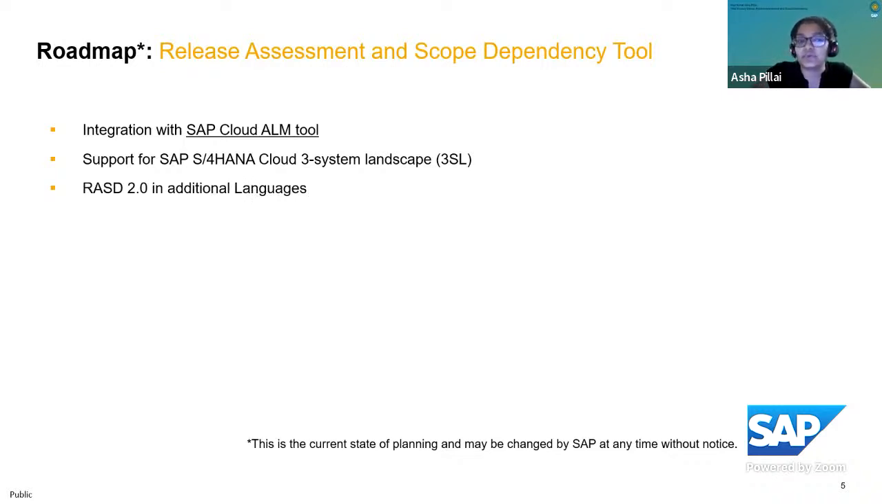RASD is right now available only in English. We plan to provide this also in Japanese, Chinese, and German languages shortly. And we also plan to provide an option to the customers to subscribe to email notifications from RASD, so that they will be notified whenever there's upgrade related or update related information available on the tool.